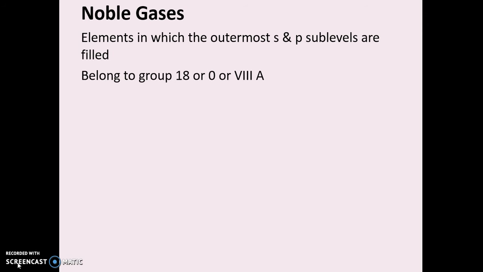The newest numbering system just numbers the groups straight across 1 through 18, or it could be 0, which is an older numbering system. And a previous numbering system uses Roman numerals. So the A's are going to be 1 through 8. The B's would be the newer system 3 through 12.